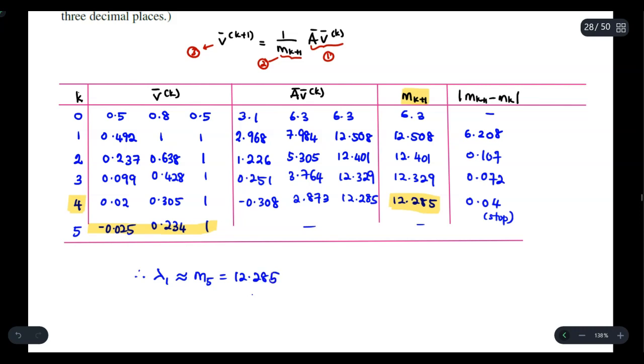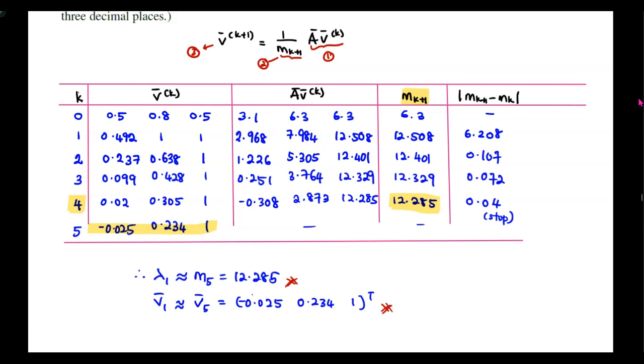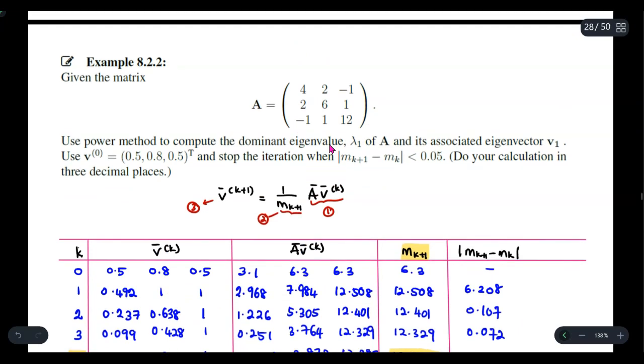So that is 12.285. And then the associated eigenvector, which corresponds to V1, is the latest V that you have in the calculation. So V5, that is negative 0.025, 0.234, and 1. You can put transpose over them. Okay, so that is the complete solution. So you have the dominant eigenvalue lambda 1 and also the associated eigenvector to your dominant eigenvalue. So that's the flow of the computation for the power method.